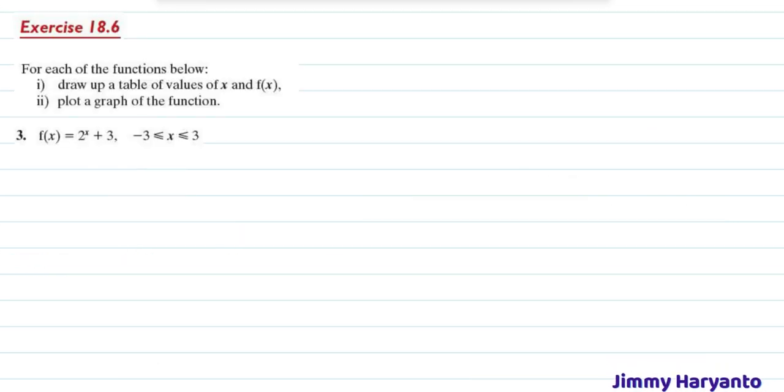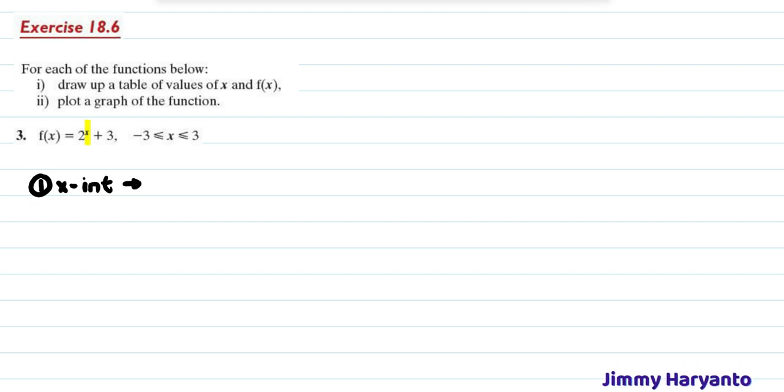And then the last one is exercise 18.6. We have to draw this function. This function is called an exponent function because the x is at the indices, yeah, at the exponent places. So the step is still the same. We have to find the x-intercept first.